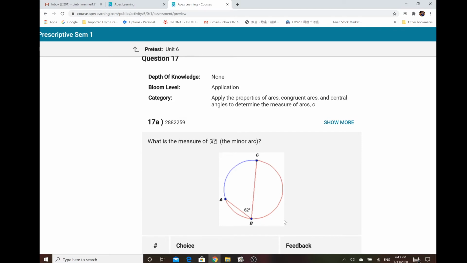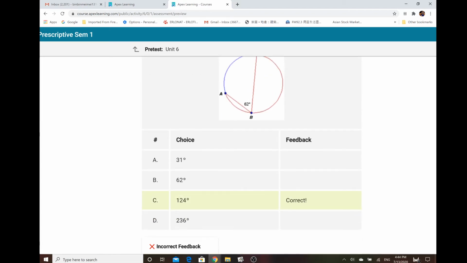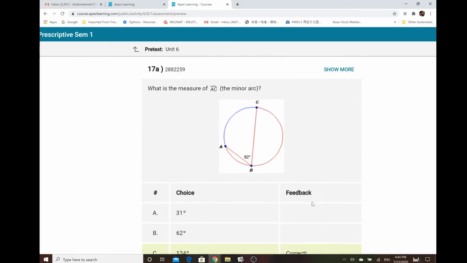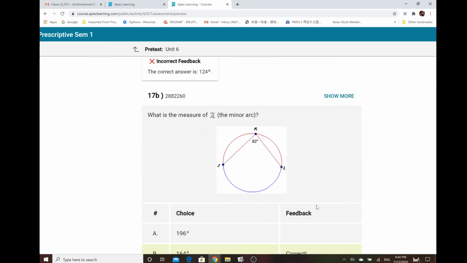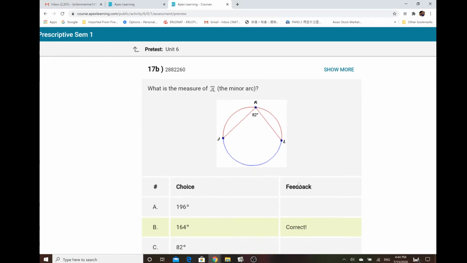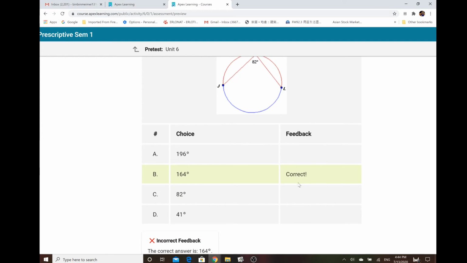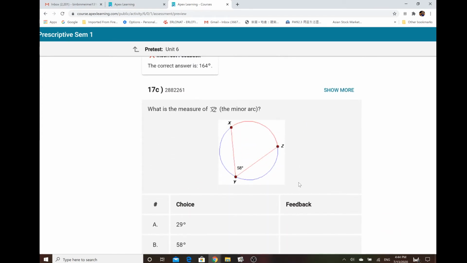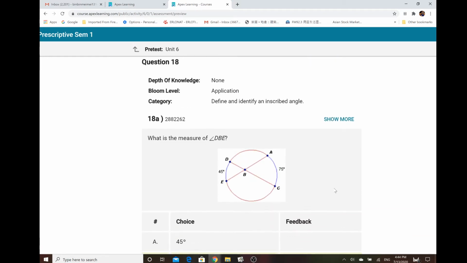Okay, so now the inscribed angle is given, and you want to find the measure of the arc. Again, the inscribed angle is half of the arc, so in other words, the arc is twice as much as the inscribed angle. So 2 times 62 is 124, and that would be arc AC. And what's the measure of arc JL? It's actually the minor arc JL, which is this one here. So 2 times 82 is 164 degrees. And what's the measure of arc XZ? 2 times 58, so it's 116.